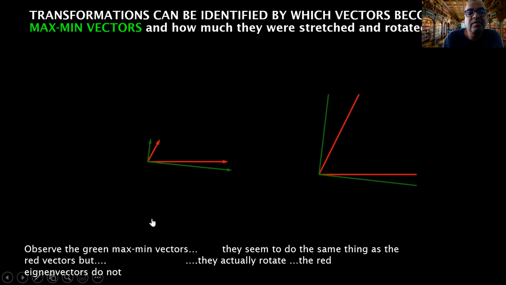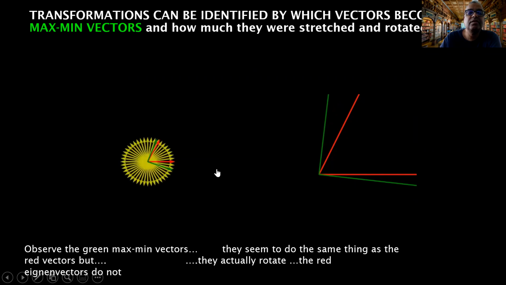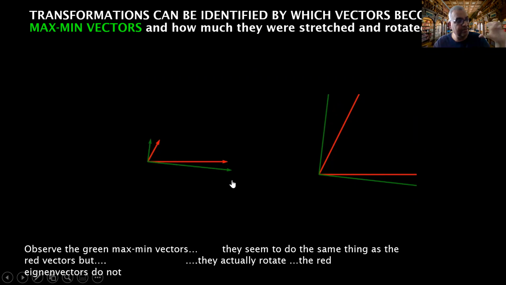Observe the green min-max vectors. They seem to do the same thing as the red vectors, but they actually rotate. The red vectors don't. So you can see that the red vector also gets stretched, but the red vectors don't get rotated. The other thing is the red vectors don't get stretched as much as the green vectors. Can you see that? The green vectors get more because, of course, they are the principal axis, that is the major and minor axis.